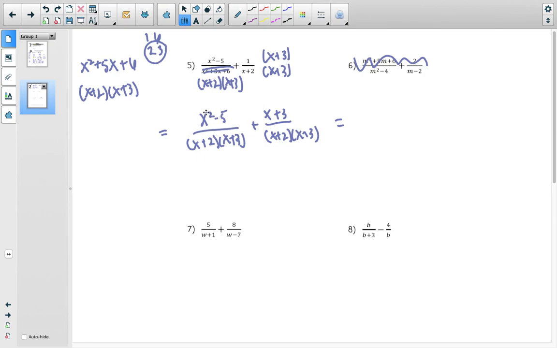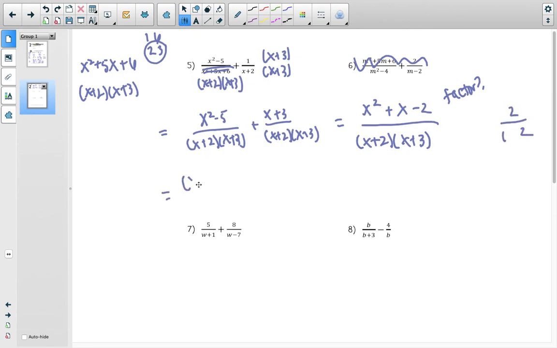Then you're going to collect like terms. So x squared has nothing to combine with. X has nothing to combine with. But negative 5 and 3 do, and that's negative 2. Now, once you become one fraction, like I said on the other page, you have to ask yourself, can you factor? And you can factor this top. 2 is prime, so the only factor is 1 and 2. So you'd have x plus 2 and x minus 1.